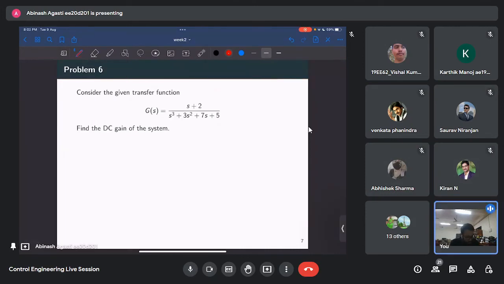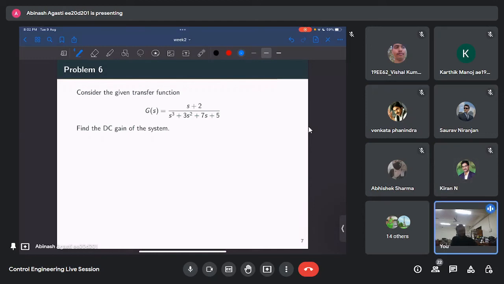Okay, so now this is just one question. We are given a transfer function and we want to find the DC gain of the system. Can someone tell me what is the DC gain of a system? Just tell me what we mean by the DC gain of the system. The constant that we get in the numerator.